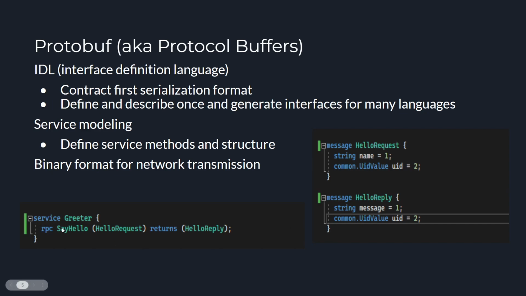This is on the left side, defining the service. We have a service keyword, the name of the class. We have a remote procedure call, a method name. We have a request, and we have a response.